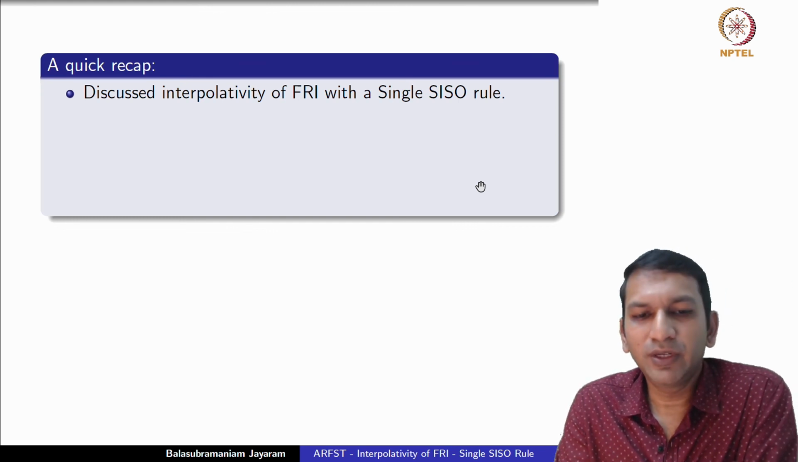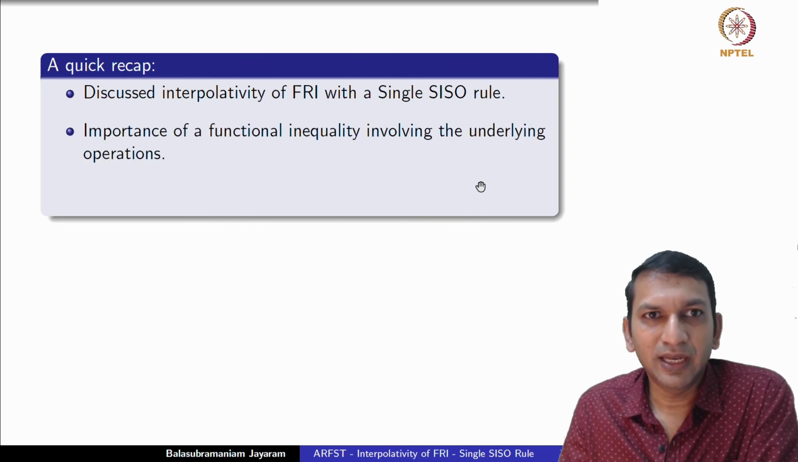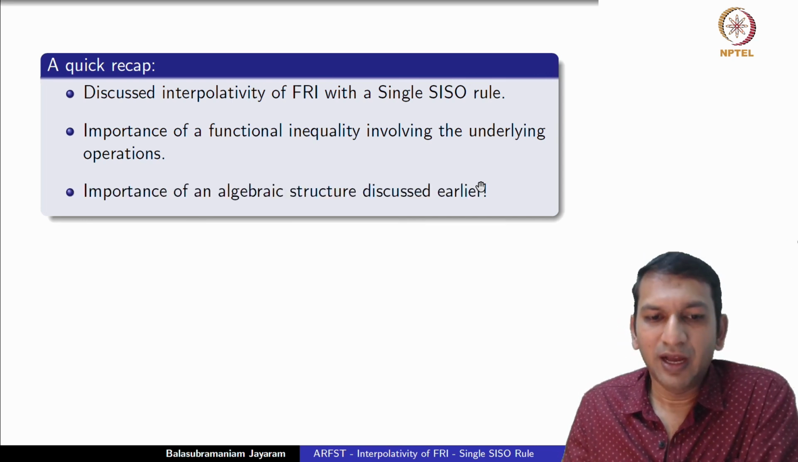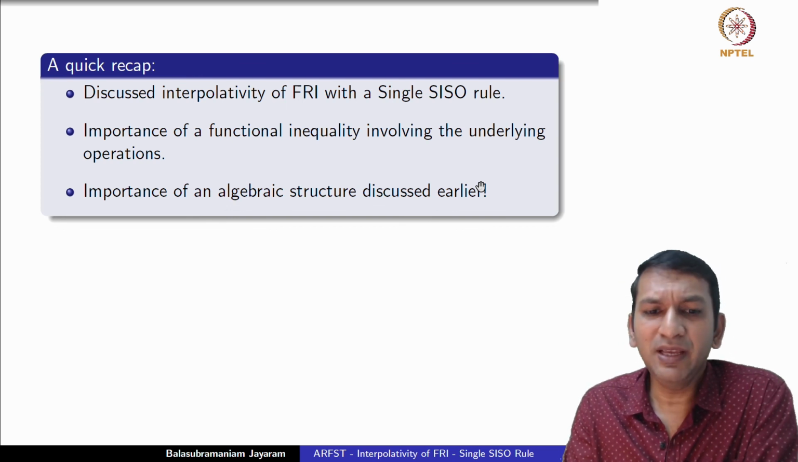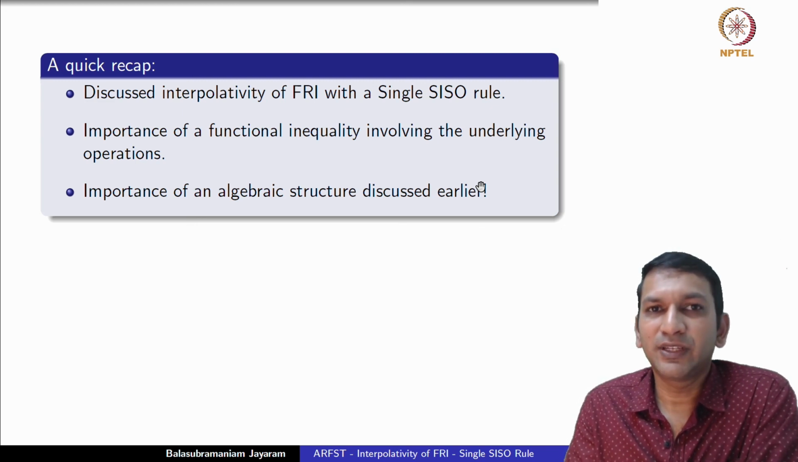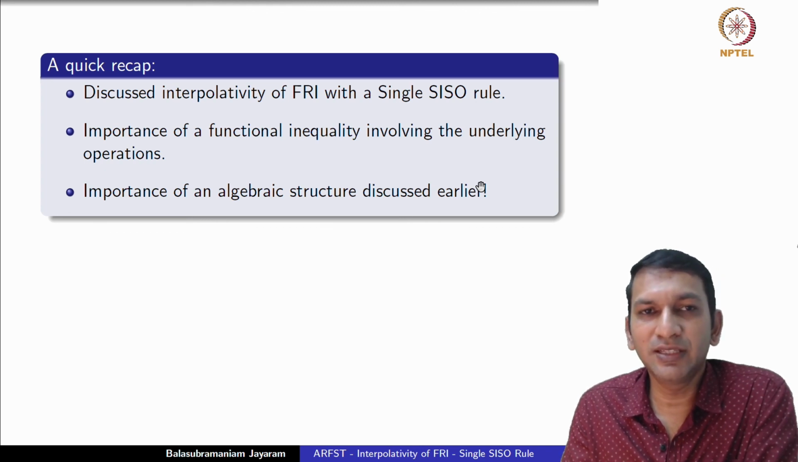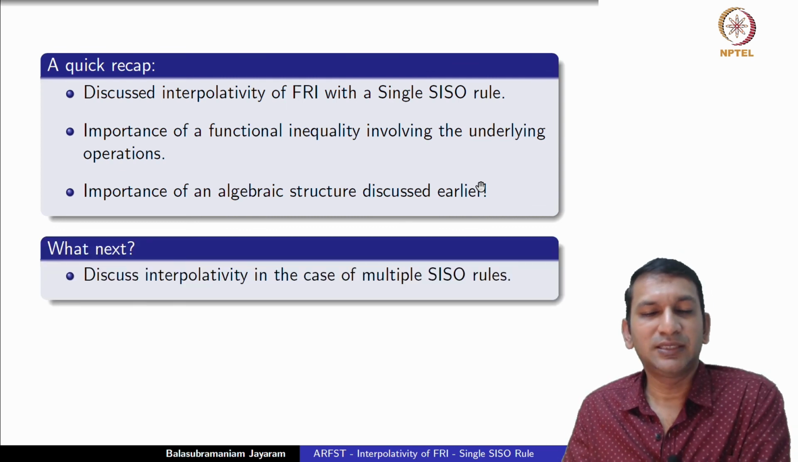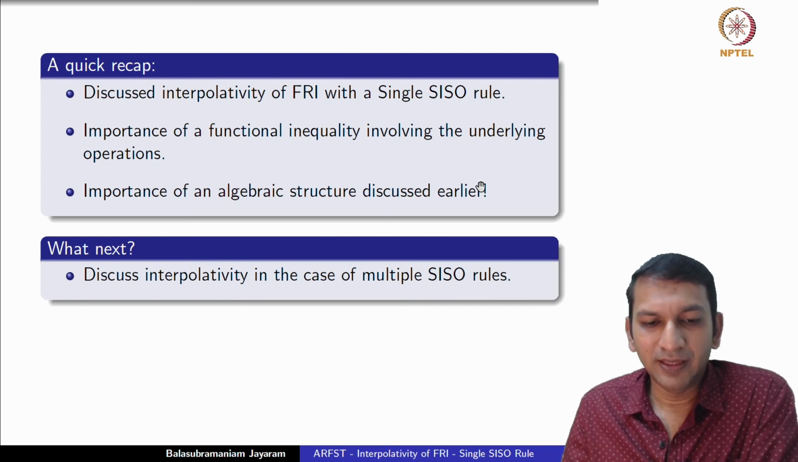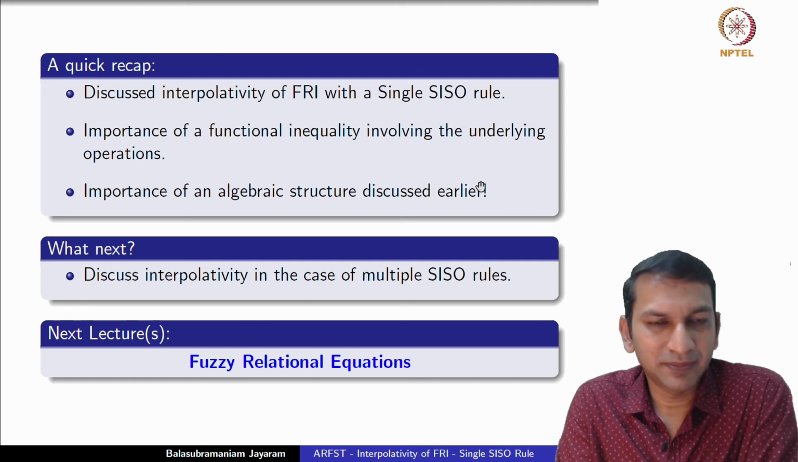In this lecture, we have looked at interpolativity of FRI with a single SISO rule. What is very interesting is the important role played by functional inequality involving the underlying operations. And also, happily, one of the algebraic structures that we have discussed earlier, that of residuated lattices, has surfaced here. But this allows us to only discuss interpolativity in the case of a single SISO rule. What we want to discuss is the interpolativity in the case of multiple SISO rules. And this is what we will take up in the next lecture, which will lead us to discussing fuzzy relational equations in depth.